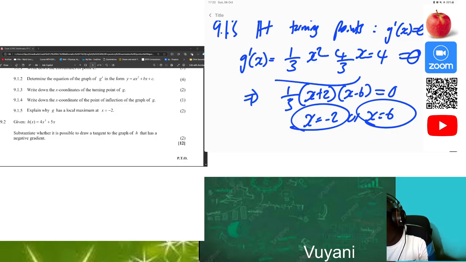Straightforward stuff, because you know that at turning points g prime is equal to 0. Then we solve that part here, as you can see over there. Then we can get the answer.